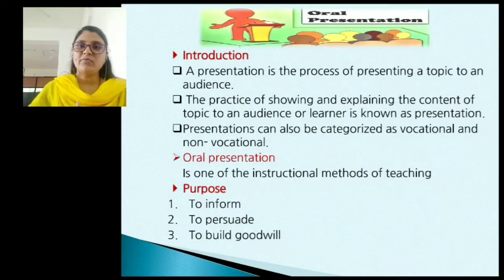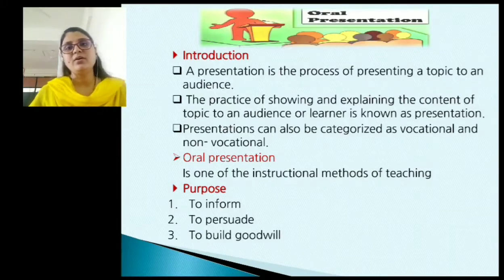And non-occasional means it is not related to any occupation, it is not a professional presentation. For example, I am giving a presentation to you on this topic, so it is a non-occasional presentation. Occasional means it is related to your occupation, job or employment, and non-occasional is not related to any particular occupation or job, it is non-professional. That is the difference between occasional and non-occasional.